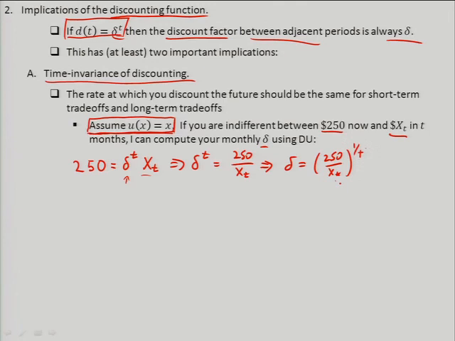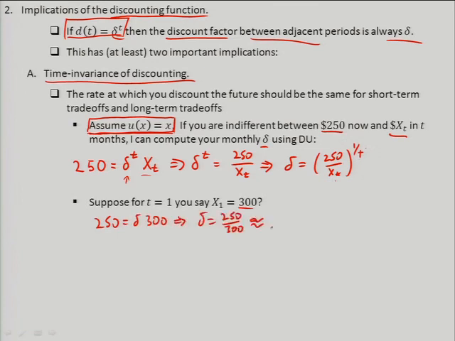delayed payoff. So suppose, for example, for t equals 1, in this case it would be next month, I say how much would you need in a month to make you give up 250 now, and suppose you say 300, then that says 250 to you is delta times 300, and that implies that delta is equal to 250 over 300, which is approximately equal to 0.83. Okay? What does that imply for x12 a year from now and x120 10 years from now? Again, maintaining the assumption that your preferences are accurately described by the discounted utility model.